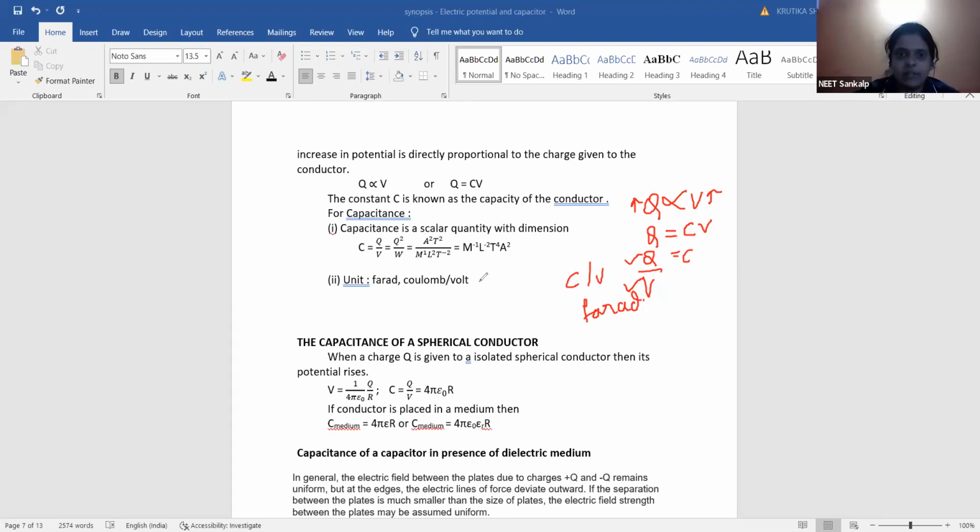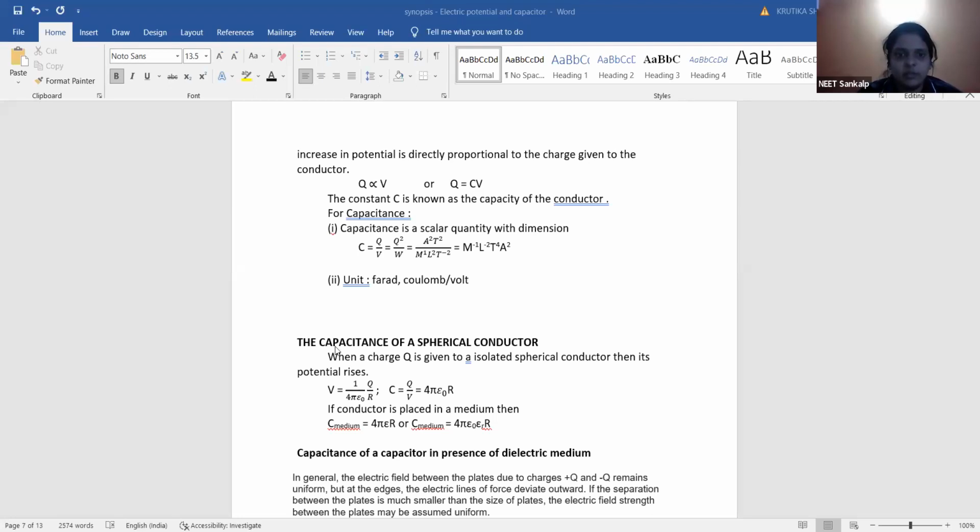Here we have the dimension formula. You can go through this: M to the power -1, L to the power -2, T to the power 4, and A to the power 2. So this is the basic definition or basic concept of capacitance. Next. We have different formulas for the capacitance here.